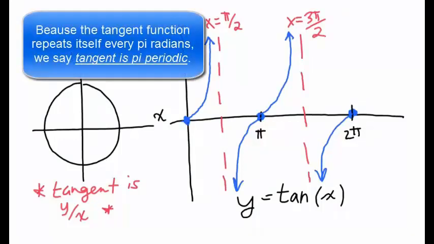And what happens is tangent is what we call pi periodic. That means that it repeats every pi radians. So we're going to get an overall picture that looks something like this.